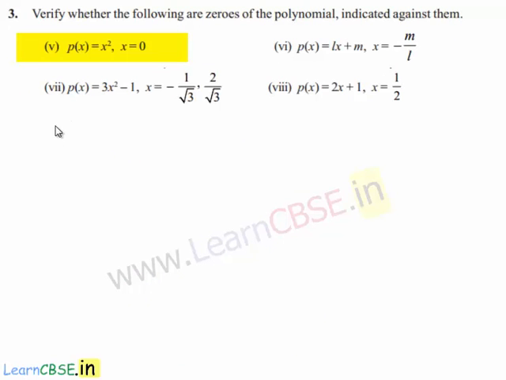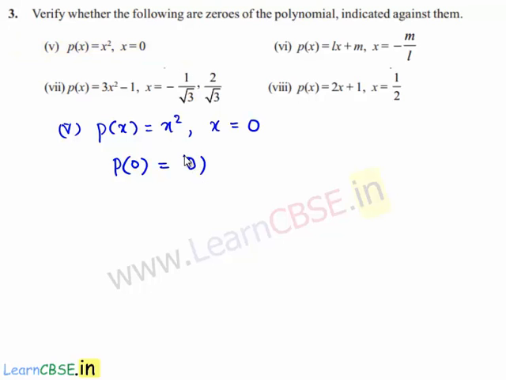Next, coming to the fifth bit, which is given as p of x is equal to x square and x is equal to 0. So let us substitute the value of x, which is 0. Therefore, it becomes p of 0 is equal to, in the place of x, if I substitute 0, it becomes 0 square, which is 0. That is, p of 0 is equal to 0, which means x is equal to 0 is a 0 of the polynomial.